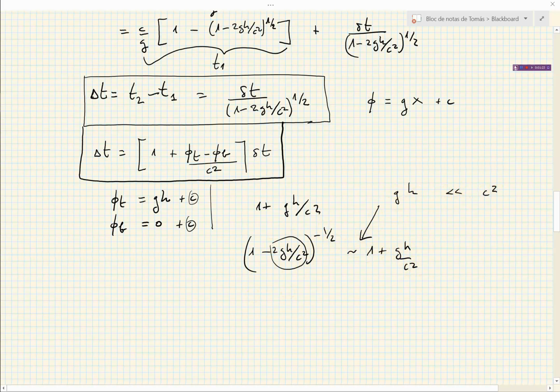Now this condition should be familiar to you. If we were talking about potential energies of a particle, we can multiply this inequality by the mass of some particle, which is not there, but still, this is telling you that the gravitational potential energy of the particle is much smaller than the energy of the particle at rest.